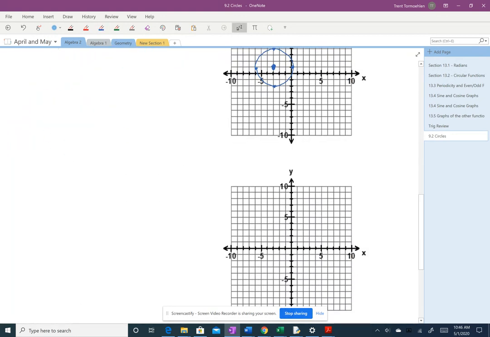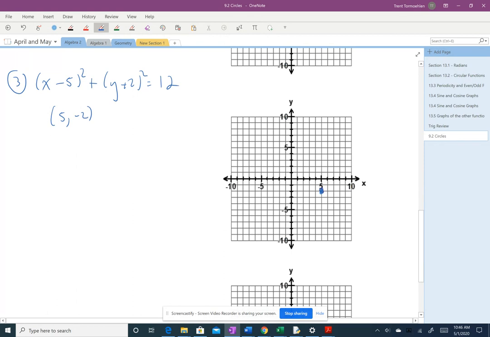Now, you might be given one like this, where you've got x minus 5 squared plus y plus 2 squared equals 12. So we start by identifying the center of 5, -2.